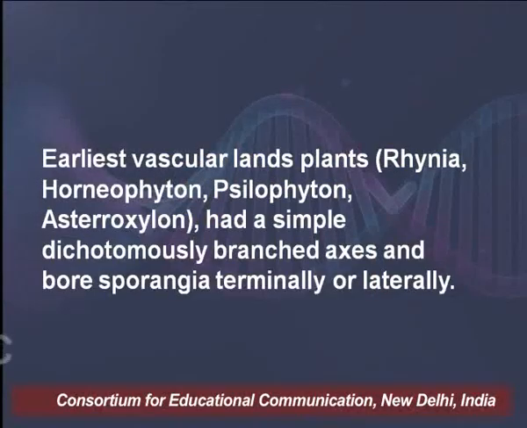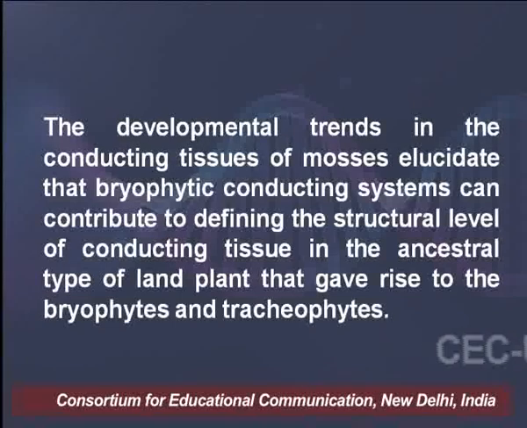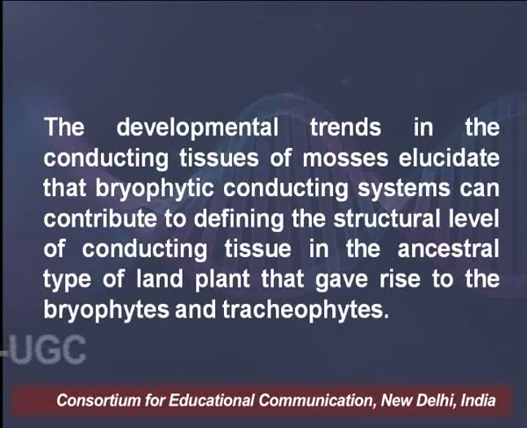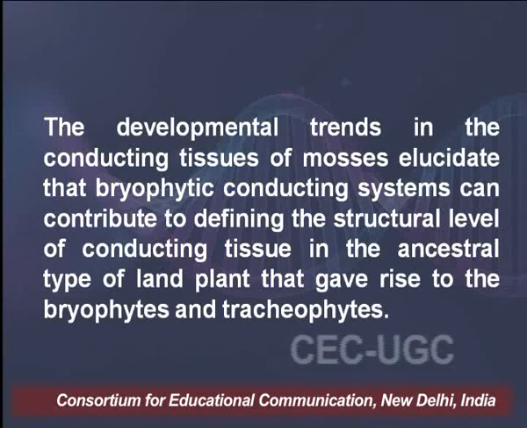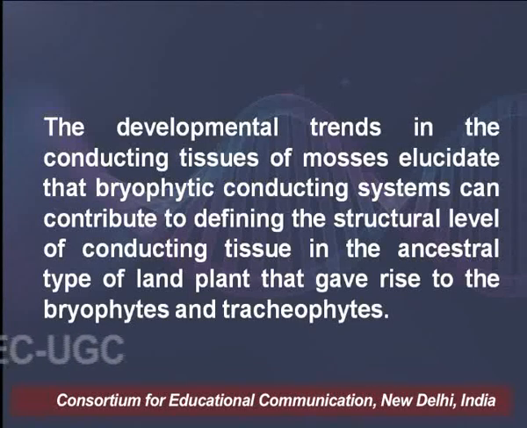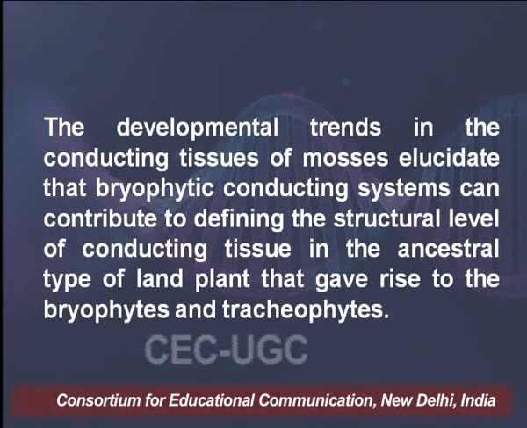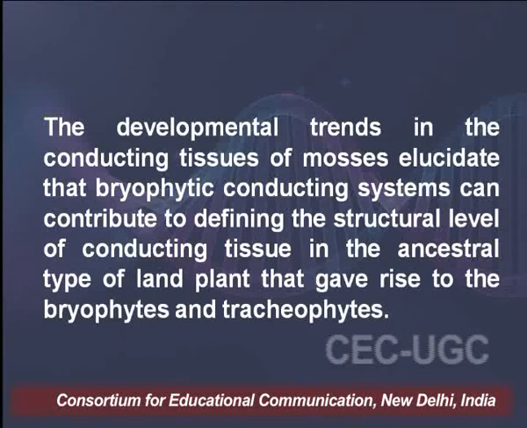Earliest vascular land plants such as Rhynia, Horneophyton, Xylophyton and Asteroxylon had a simple dichotomous branch axis and bore sporangia terminally or laterally. The developmental trends in the conducting tissues of mosses elucidate that bryophytic conducting systems can contribute to defining the structural level of conducting tissues in the ancestral types of land plant that gave rise to bryophytes and tracheophytes.